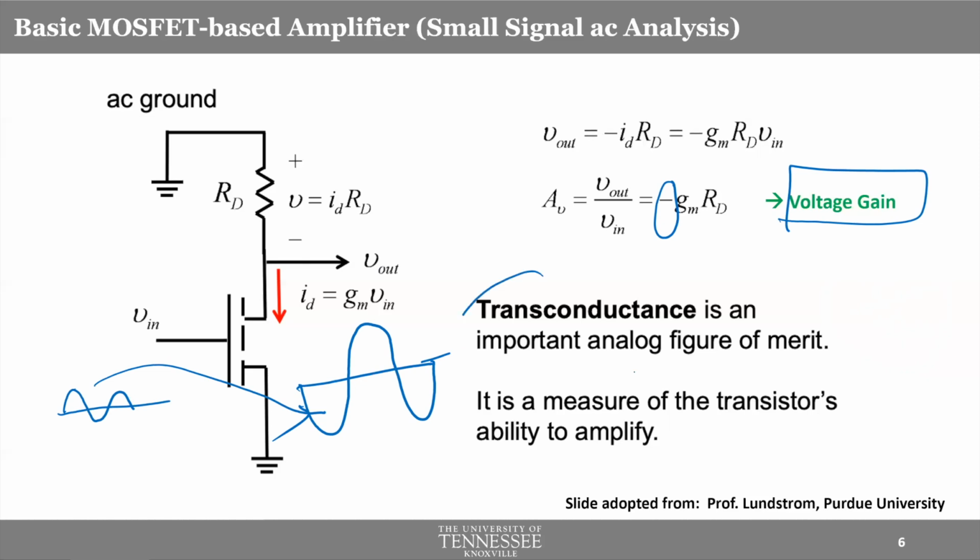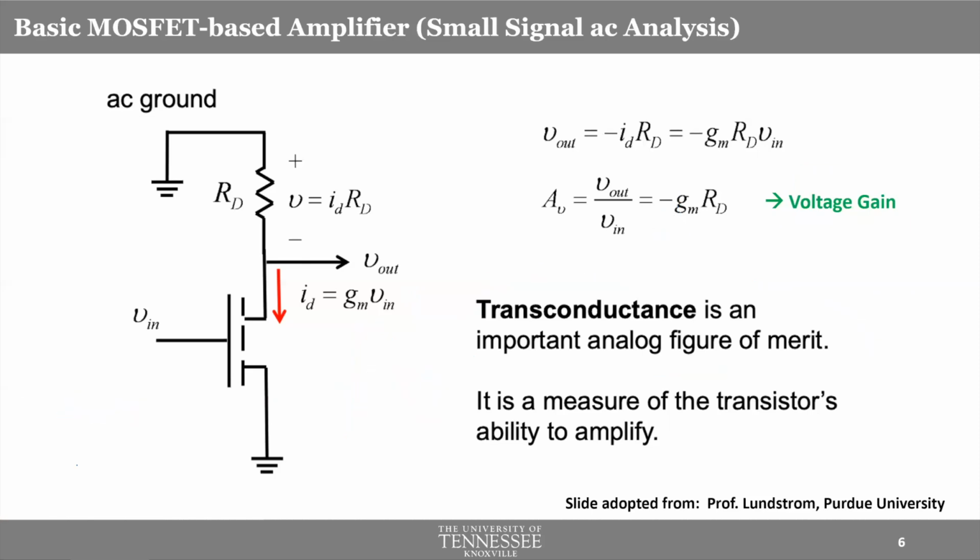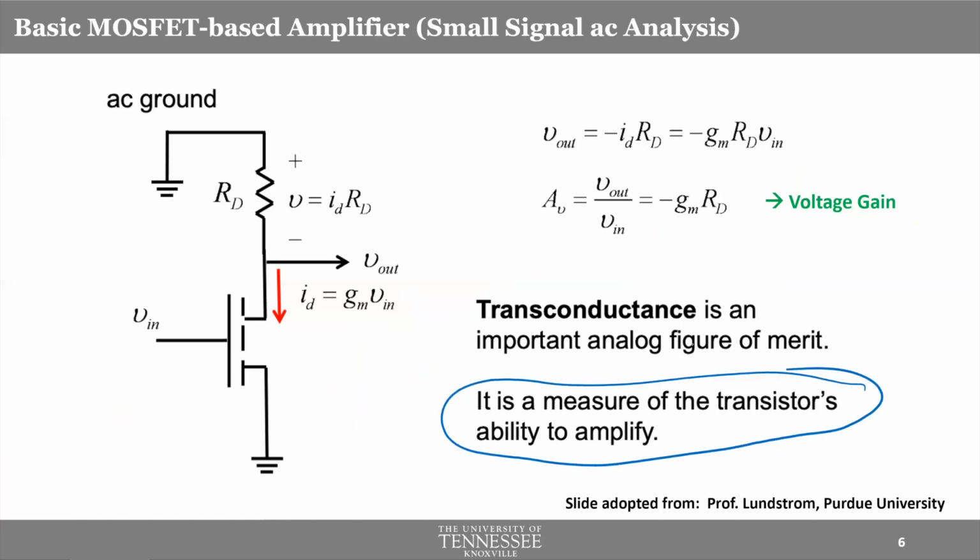Okay, so transconductance is an important analog figure of merit. The higher the transconductance of a transistor is, the better the transistor will be as an amplifier. And that's what we use to compare different technology generations. Hey, this generation of transistor has 20% more transconductance. Then you will immediately understand that they will be better for amplifier design. And by the way, this is again a measure of the transistor's ability to amplify.